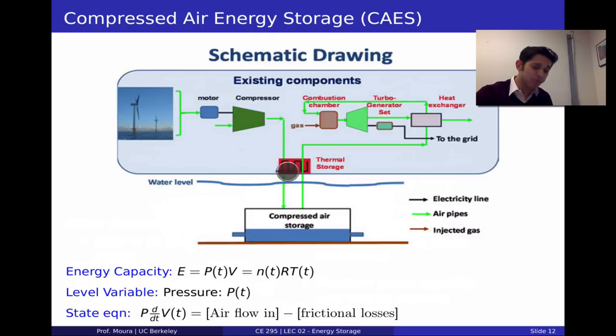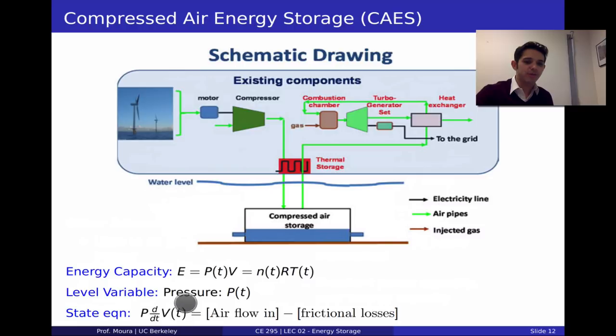And actually, there's a piece where we're pulling out heat and then putting it back in with this thermal part here. So the energy capacity is basically dictated by the pressure of this compressed air energy storage. So we have E equals the pressure of the air times the volume, where the pressure is what's changing. And here we basically have the ideal gas law. So that's the basic way to understand this.